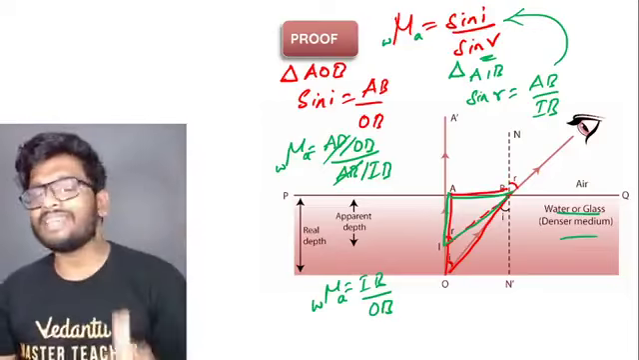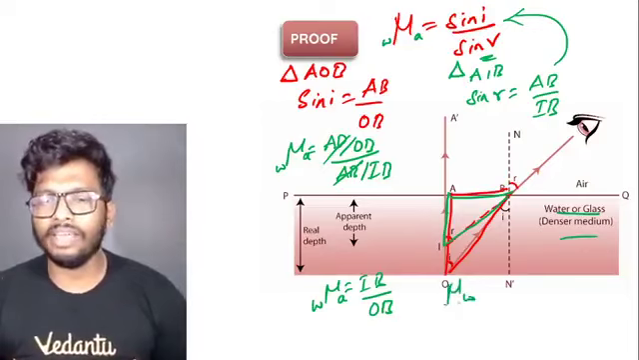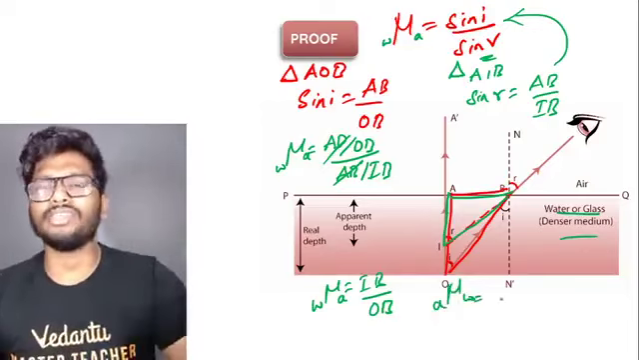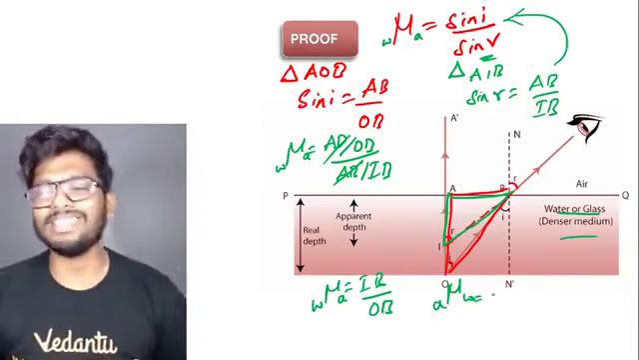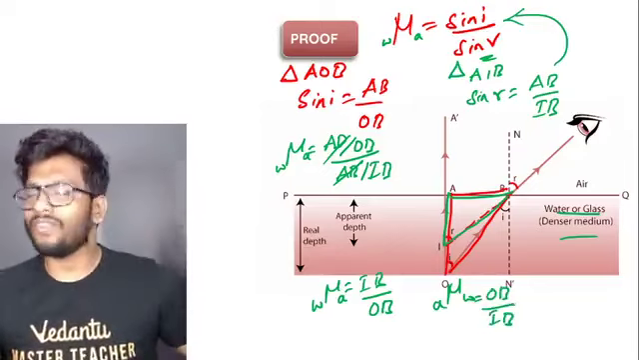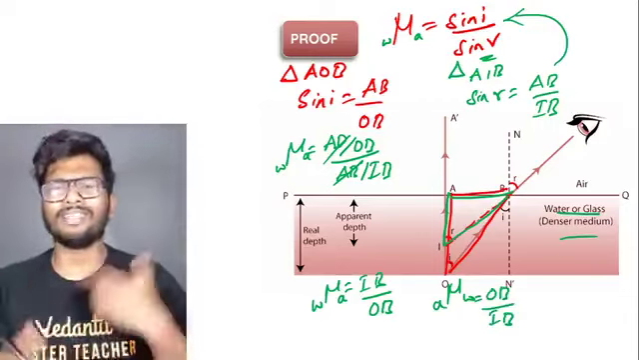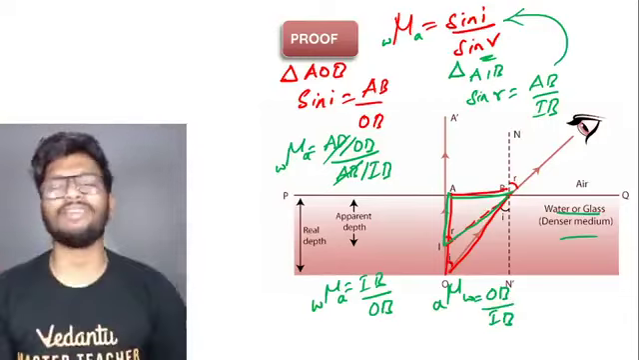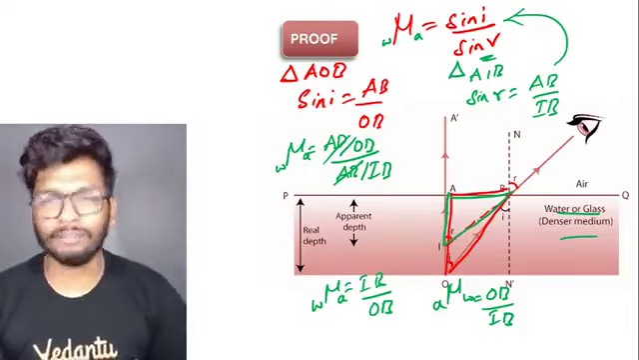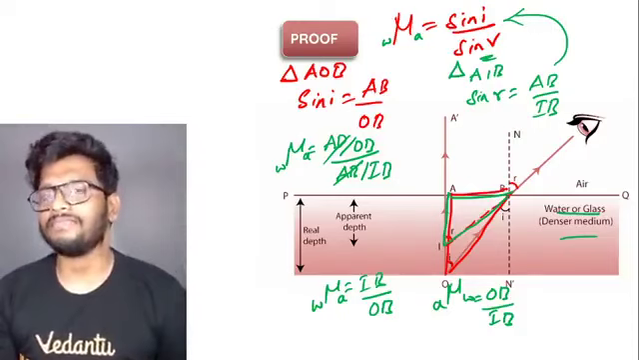So what is the refractive index of water? How will you find that out from this one? The refractive index of water would be equal to the reciprocal of this, which is nothing but OB by IB. Simple. So far so good. OB by IB, just the reciprocal of that, gives you the refractive index of water with respect to air. So far, awesome. Now, here's the thing, guys.